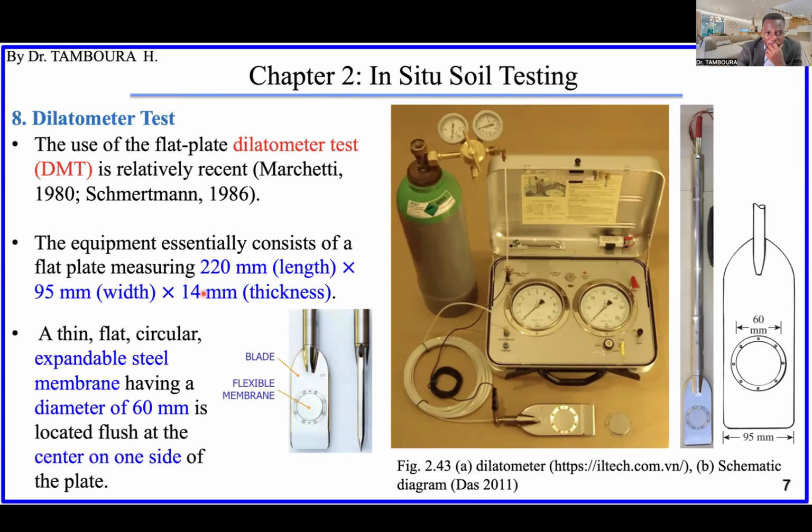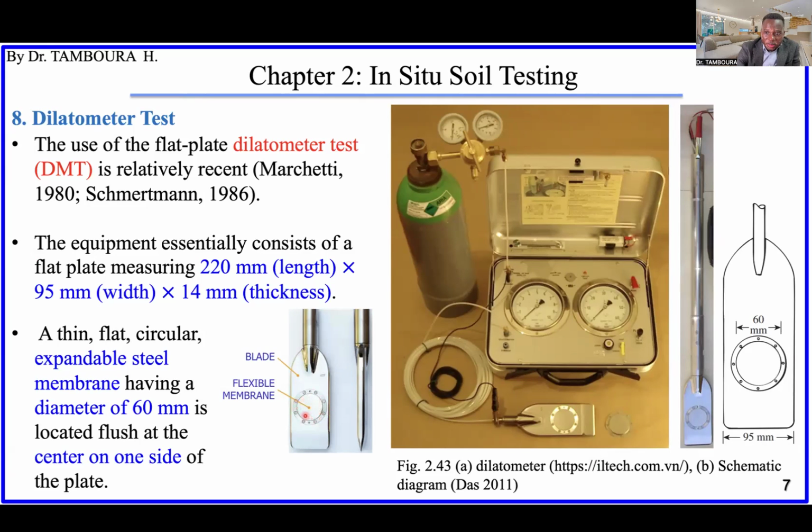All right, so this thin, flat, circular part, can you see this? This is a steel membrane. This steel membrane is expandable, and this is actually the one making the measurement. The blade will just be used to insert the membrane into the ground, and the membrane will do the measurement.